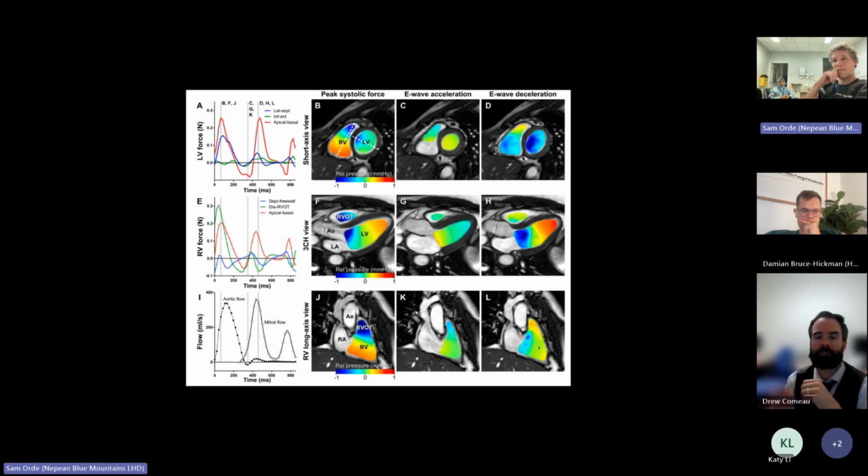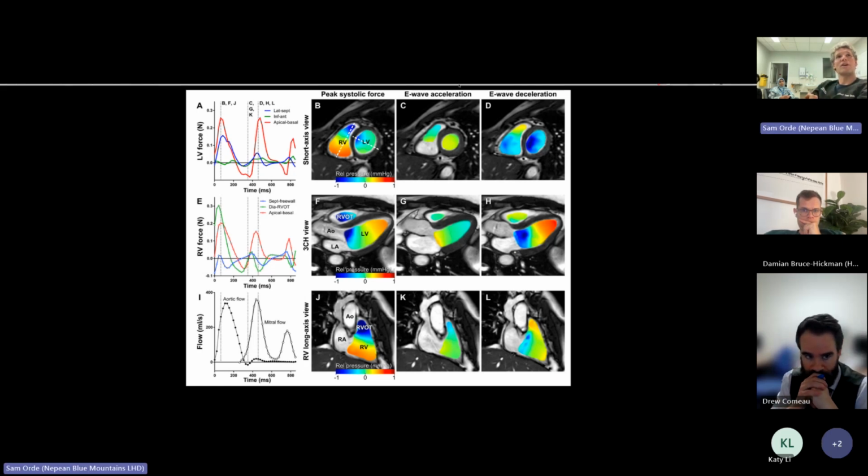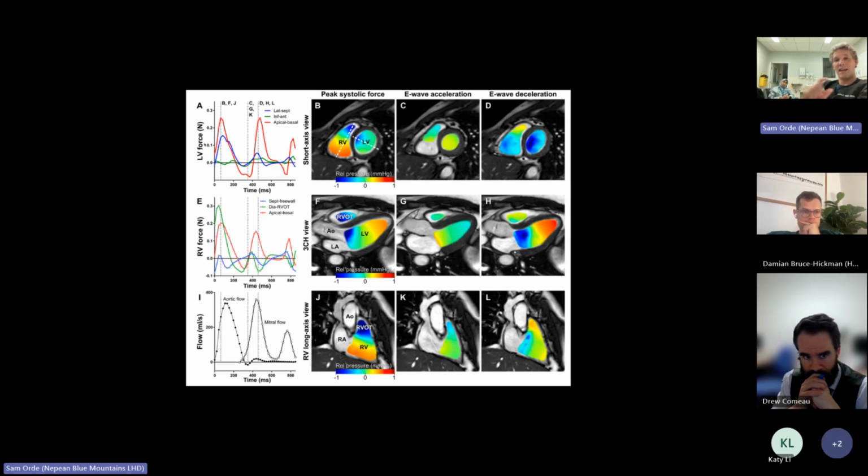The other reason it's important is if you have a look at this top image here, don't worry about the rest of it for the time being. This is an MRI study done in normal individuals, looking at where the most force is generated by the left ventricle. The LV force is greatest along this red line, from an apical to basal movement. So in normal individuals, that's where the greatest force happens, from base to apex.